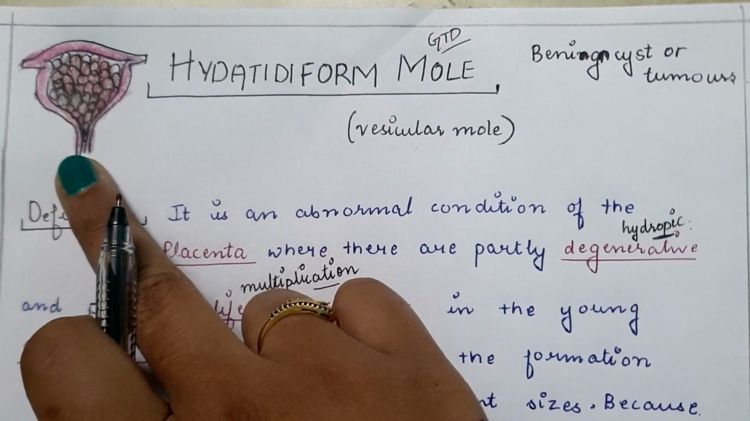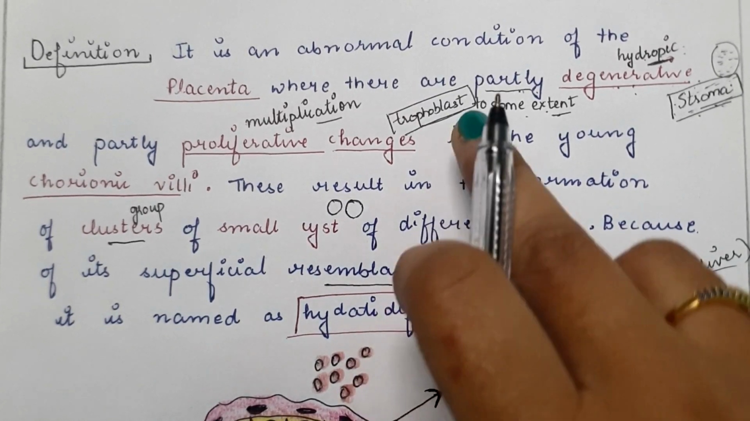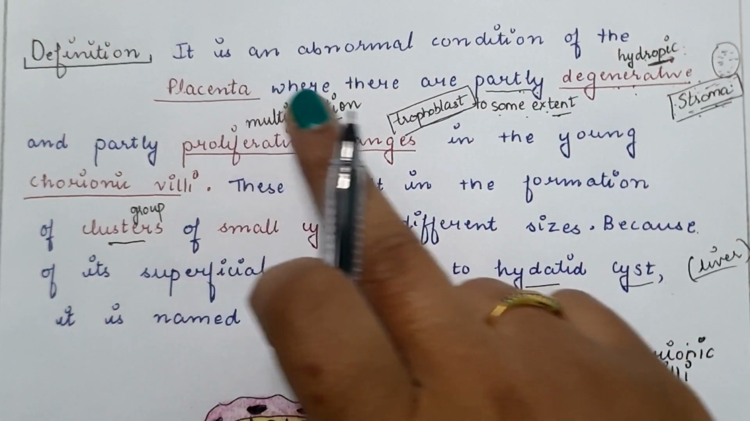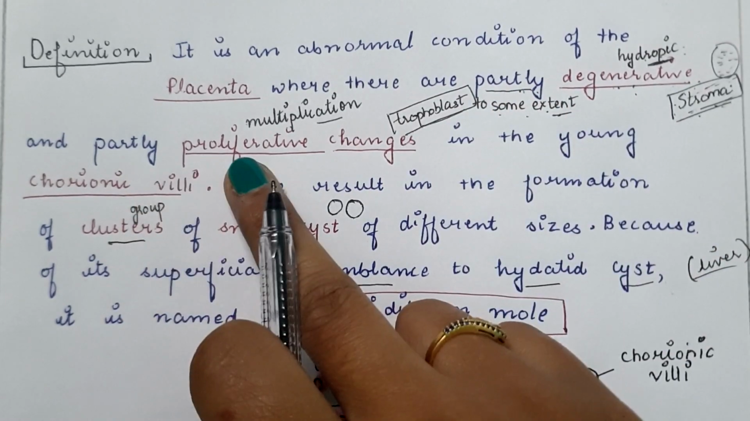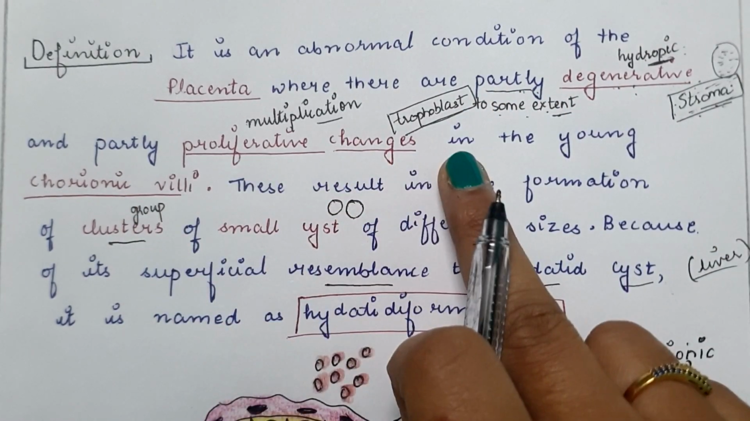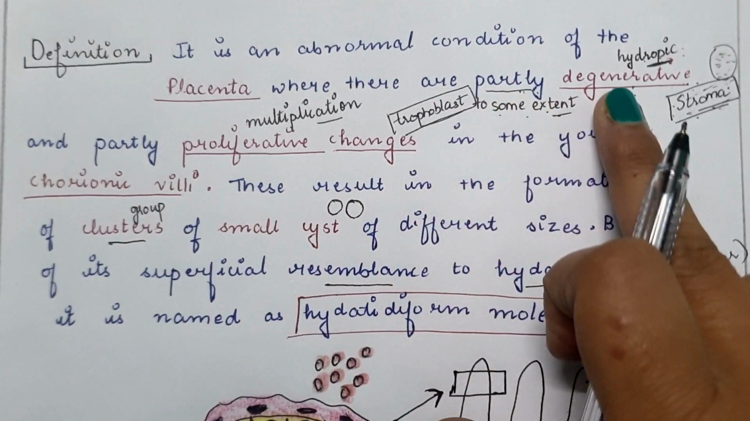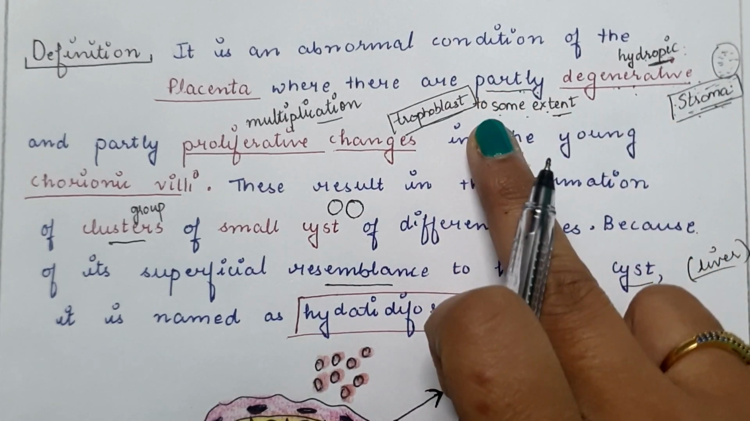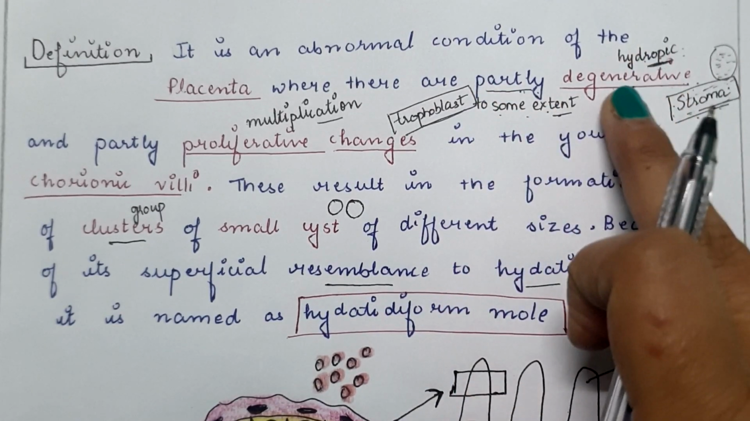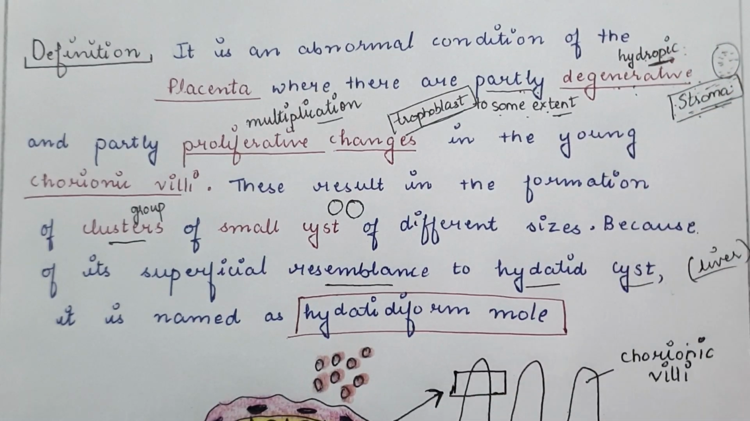This is the diagram of hydatidiform mole. First of all, its definition: it is an abnormal condition of the placenta where there are partly degenerative and partly proliferative changes occurring in the young chorionic villi. Partly hydropic degenerative changes; partly means to some extent. Hydropic degenerative changes occur at the stroma of the villi.